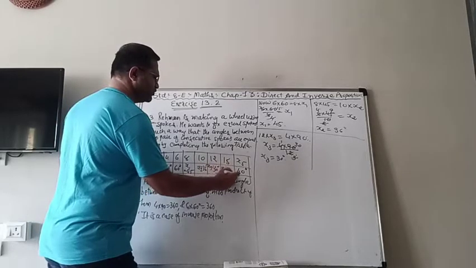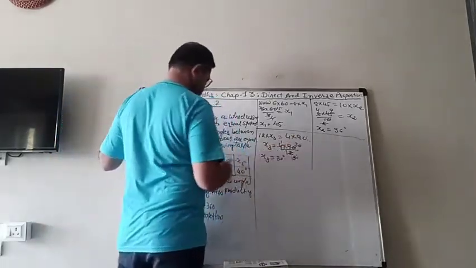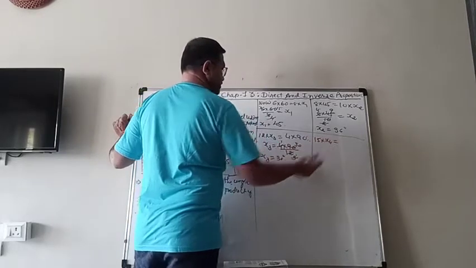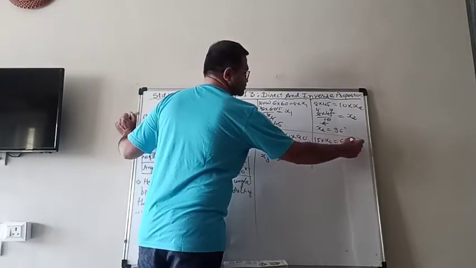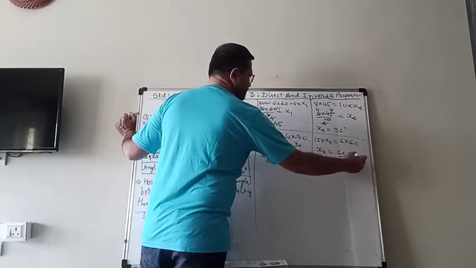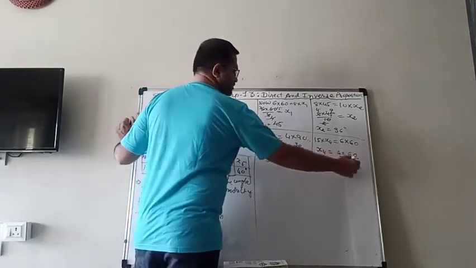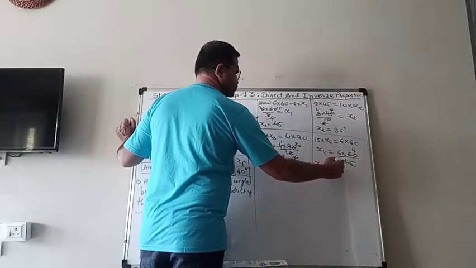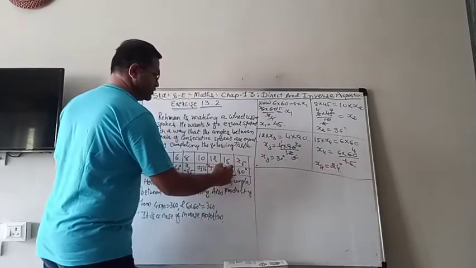Now we have to find x4. Means if 15 spokes are there, so we can take 15 into x4 is equal to, you can take any of that, 6 multiplied by 60. So x4 is equal to 6 multiplied by 60 upon 15. 15 fours are 60. So x4 is equal to 24 degree.